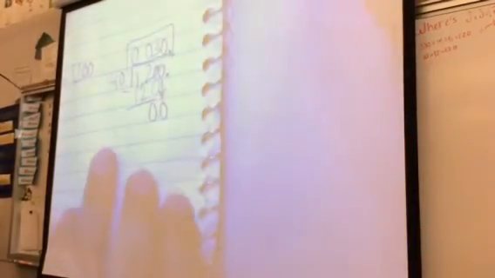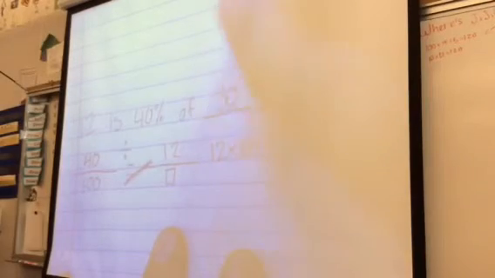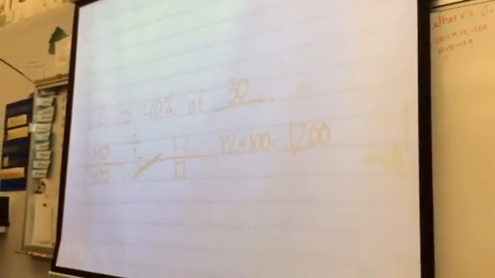So 40 can go into 1 how many times? 0. 40 can go into 12 how many times? 0. 40 can go into 120 how many times? 3. 3 times 0 is 0. 3 times 4 is 12. We're going to subtract. 120 minus 120 is 0. We're going to check it. It's smaller. Bring down my next number. 40 can go into 0 how many times? 0. And so I know that 12 is 40% of what number? 30. Perfect.